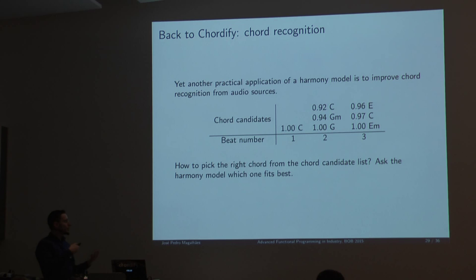So we use our model to try to find, so we don't just pick the highest confidence one, we look at the others and we see which one actually fits best into the model. And when you have things like G and G minor, harmonically speaking, it's very unlikely that you will be having trouble to decide between these two, when one is valid and the other one is almost always invalid. So it can really give us big gains in improving the recognition.